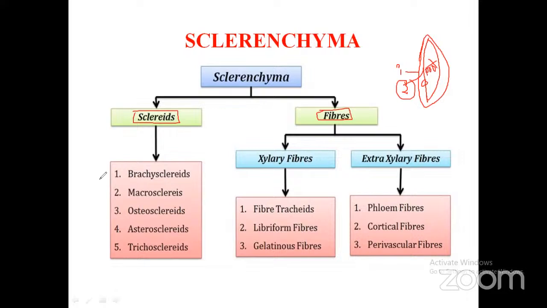Based on structure, these sclereids are classified into brachysclereids, macrosclereids, osteosclereids, astrosclereids, and trichosclereids. First, brachysclereid, which is round in shape; macrosclereid, rod shaped; osteosclereid, bone shaped; astrosclereid, star shaped; trichosclereid, trichome shaped. Let's see the diagrams.